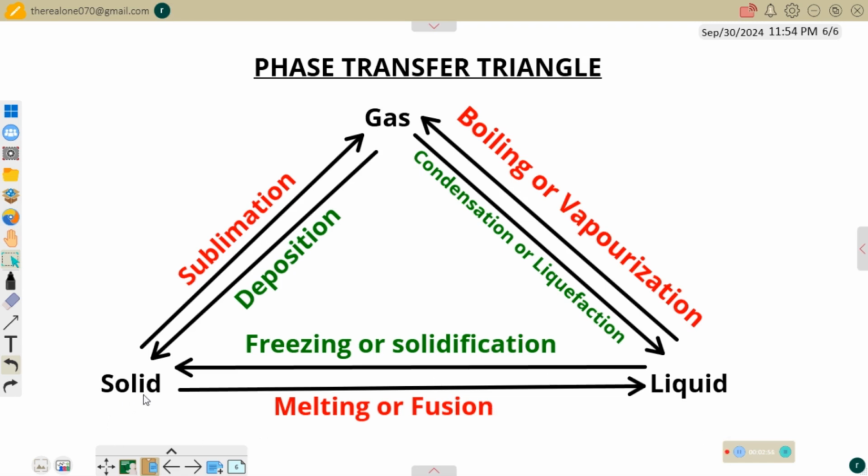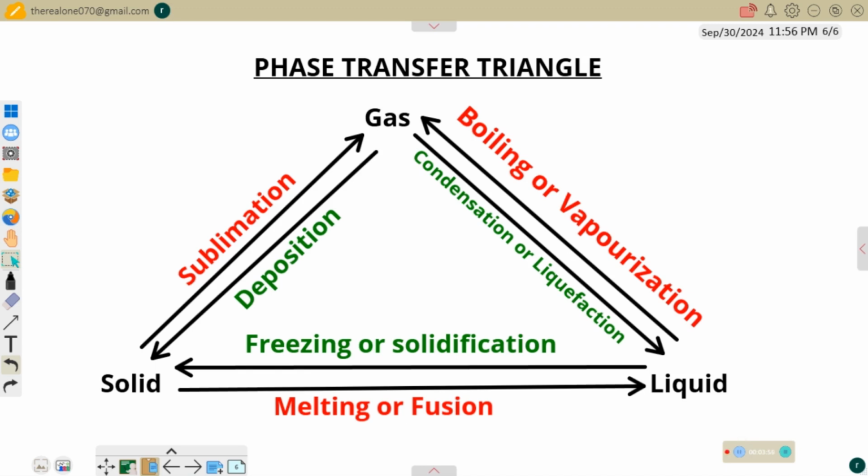You can see when matter changes from solid to liquid, see where the arrow is pointing, the process involved here is melting, or we call it fusion. So we say that a solid can melt down to liquid. The temperature at which solid melts to liquid is known as the melting point of that solid, or the fusion point. Similarly, liquid can turn to gas, and the phase transfer process involved in that is called boiling or vaporization. The temperature at which liquid boils down to gas is called the boiling point. For example, the boiling point of water is 100 degrees Celsius, and the melting point of ice is 0 degrees Celsius.